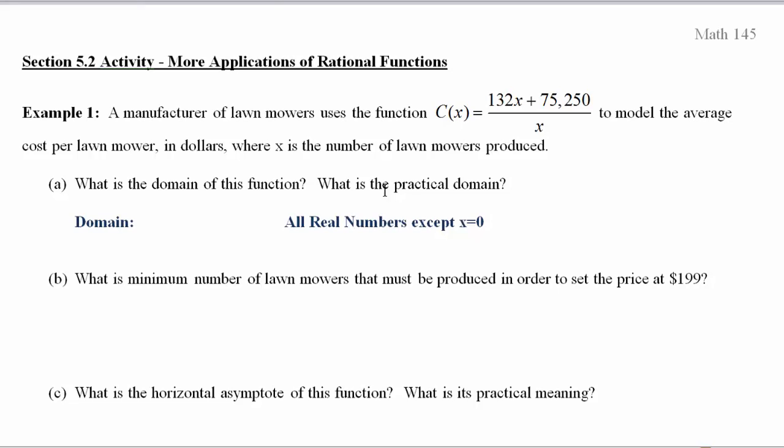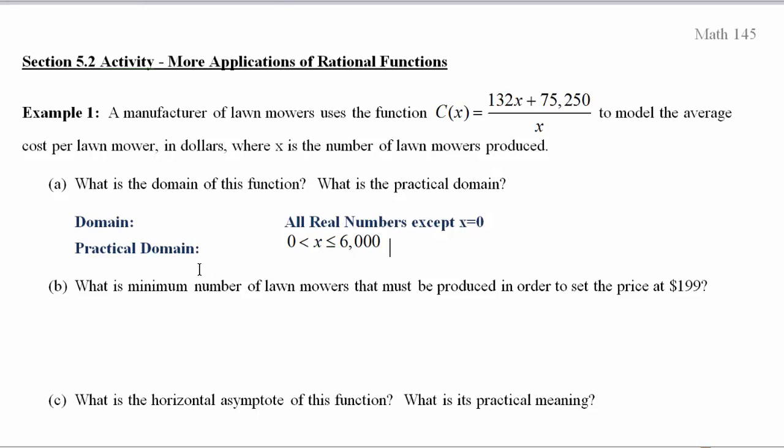Then we're asked, what is the practical domain? Well, how many lawnmowers can you produce in a week? I'm just guessing here. I don't know, 1,000 lawnmowers a day. Maybe you're closed Sunday. There's really no wrong answer here, right? A wrong answer would be negative something. You're not going to produce negative lawnmowers. So I'm just going to say 0 to 6,000. So here's my practical domain: X is somewhere between 0 and 6,000, but X cannot actually equal 0 because that would give us a problem.